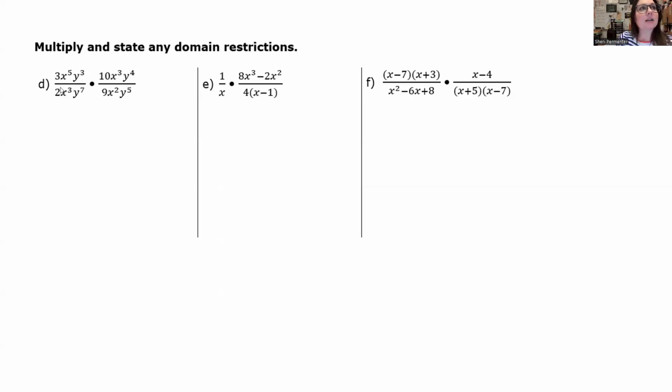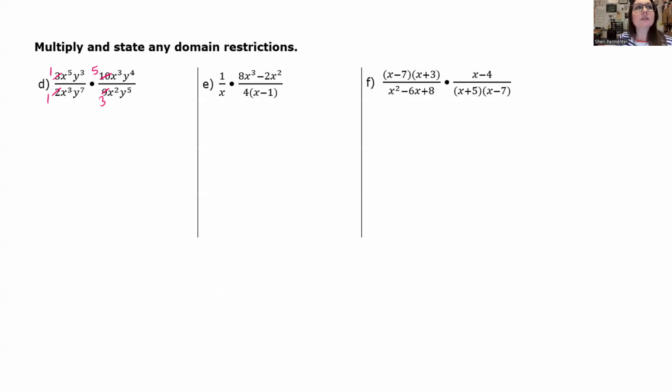I noticed that 3 and 9, dividing by 3, this would turn into a 1, and this would turn into a 3. 2 and 10, well, I could divide both of these by 2, and I would end up with 1 and 5. So I've simplified the number parts, and sometimes you have to simplify again.